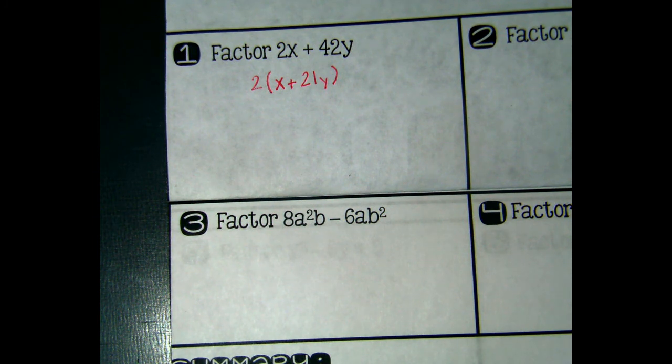We're going to start trinomial factoring, which is what we saw in the bell work today. And at first, we won't have a greatest common factor, but later we might. Right, so let's look at number 2.